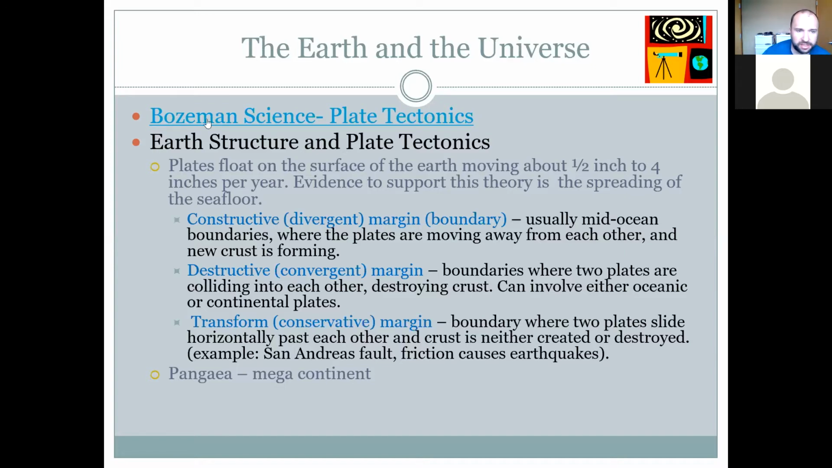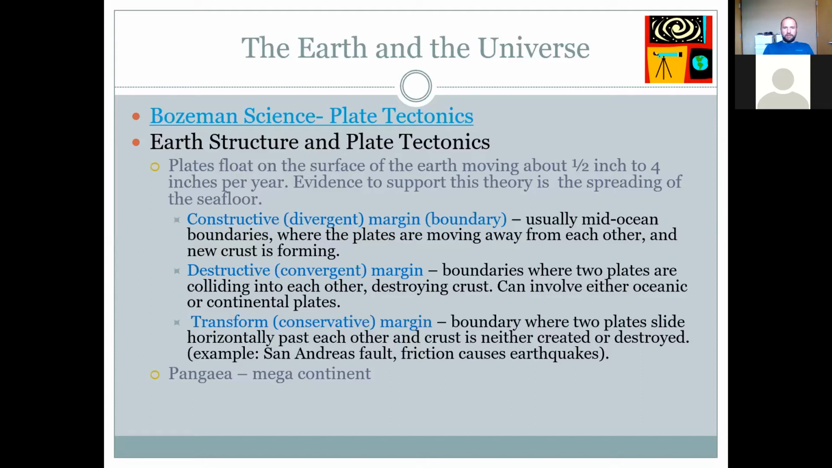And the theory of plate tectonics is that these plates float on the surface of the Earth, and they move slowly over time, right? Anywhere from about 1/2 inch to 4 inches a year, depending on the plate and the type of boundary or margin that plate has. There is lots of evidence to support the theory, like the spreading of the seafloor and some measurables. You can figure out that Mount Everest is getting incrementally taller every year. So we know there's some amount of motion to the crust, or the outer layer of the Earth.